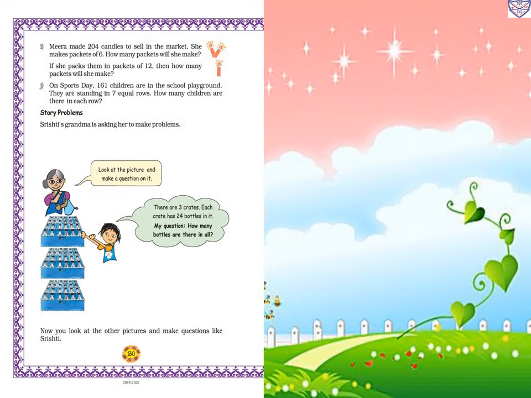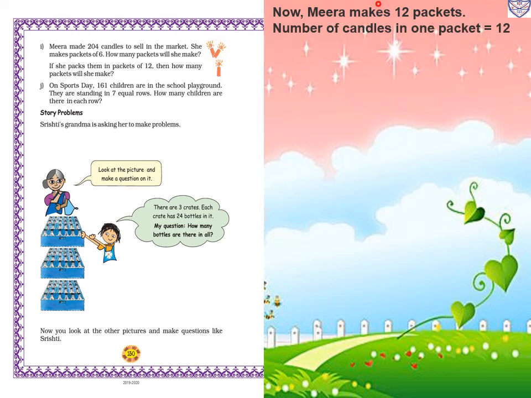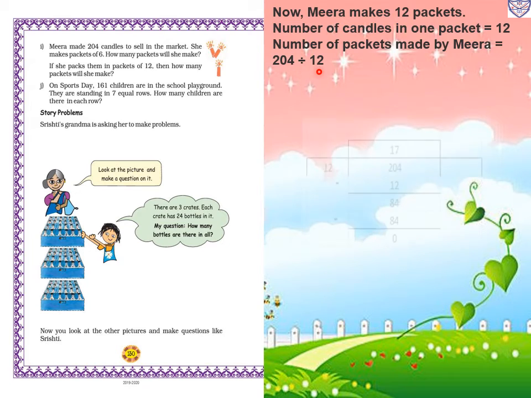Same page. If she packs them in packets of 12, then how many packets will she make? So now Mira makes 12 packets. Number of candles in one packet equals 12. So number of packets made by Mira equals total candles, 204, divided by 12. So we will divide by 12.